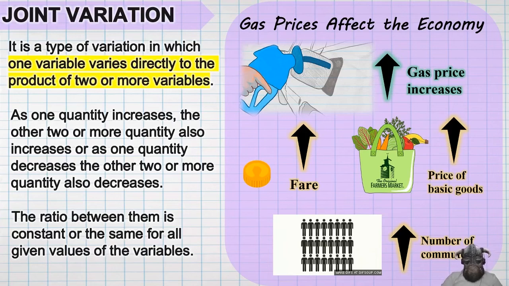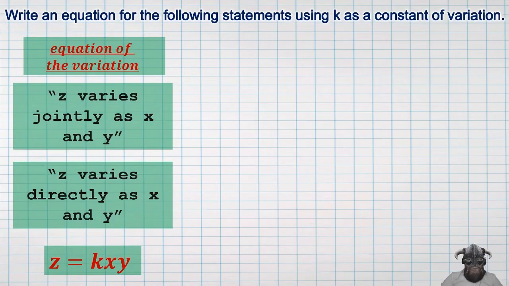Ngayon naman, pag-aralan natin kung paano mag-translate ng isang joint variation. So, in this given exercise, we have to write an equation for the following statements using K as our constant of variation. So, since we are talking about variation, syempre, hindi mawawala dyan si K or ang ating constant of variation. Now, just to give us an example before we do this exercise, we have this example statement and mathematical equation.